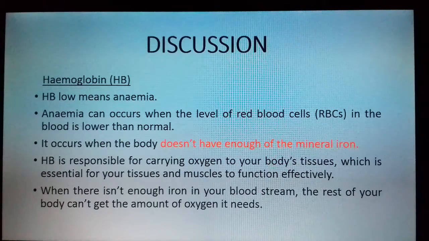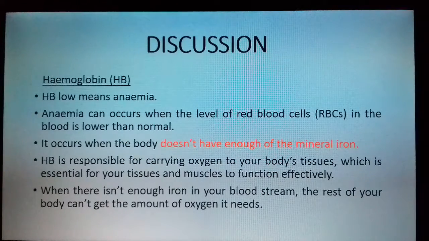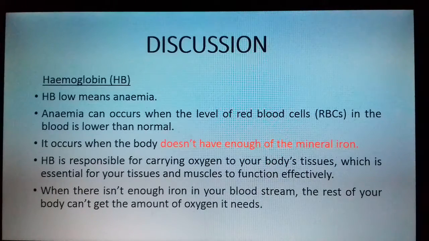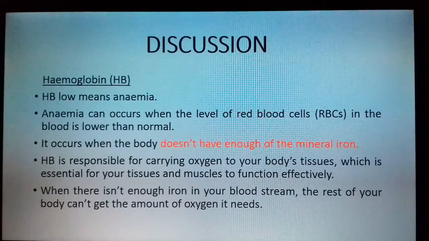Discussion. Hemoglobin, HB. HB low means anemia. Anemia can occur when the level of RBC in the blood is lower than the normal. It occurs when the body doesn't have enough of mineral iron. HB is responsible for carrying oxygen to your body's tissues, which is essential for your tissues and muscles to function effectively. When there isn't enough iron in your bloodstream, the rest of your body can't get the amount of oxygen it needs.